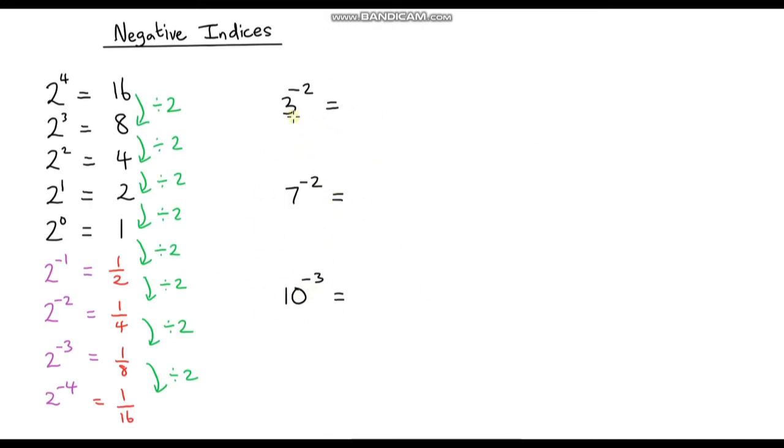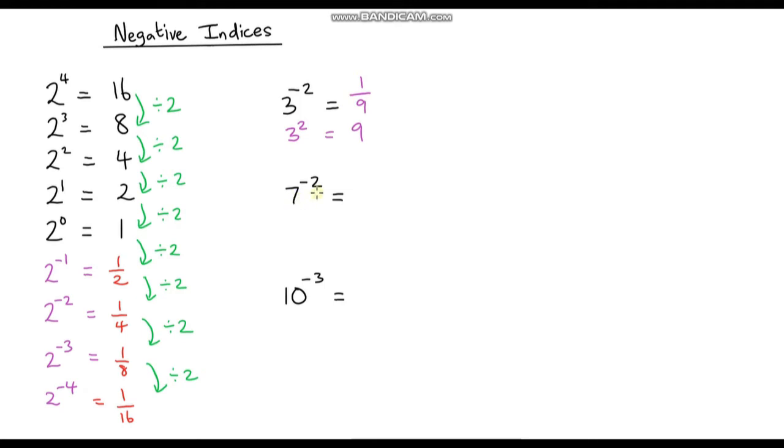So what is 3 to the power negative 2? Well, if we think about what 3 to the power positive 2 is, we know that 3 squared is 9. So if 3 to the power positive 2 is 9, 3 to the power negative 2 is 1/9. It's always that same pattern.